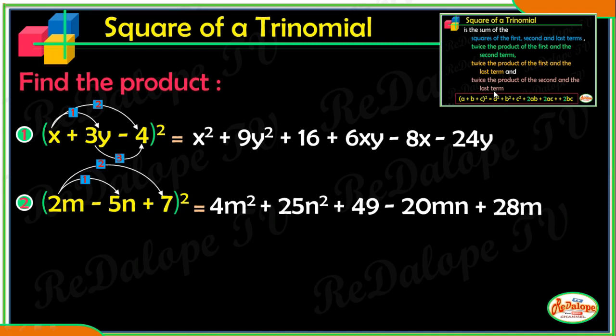And for the last term, we have twice the product of the second and the last term. So we have negative 5n times 7, so that is negative 35n times 2, so that is negative 70n.